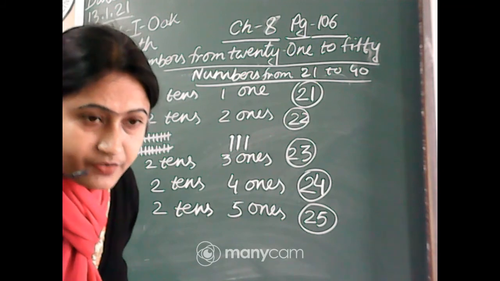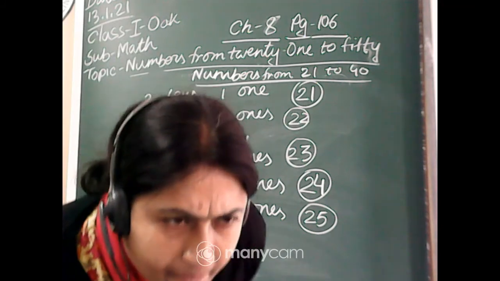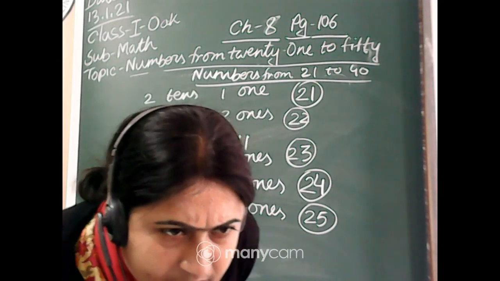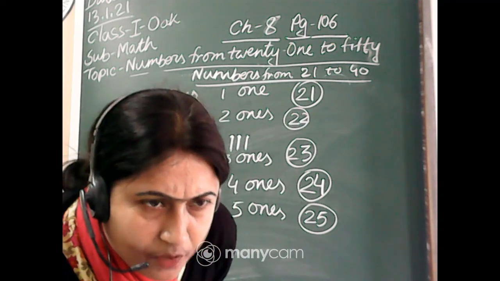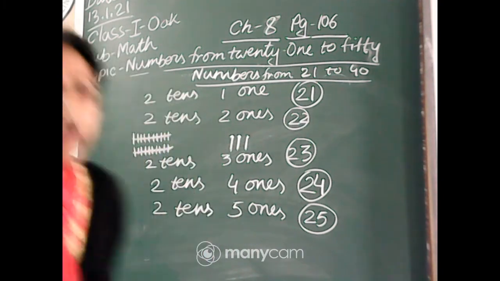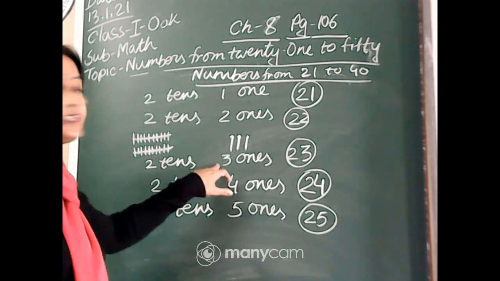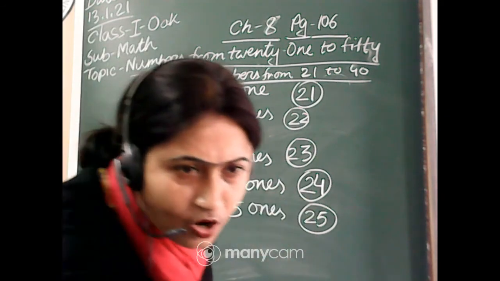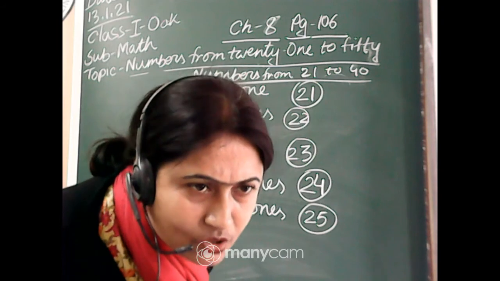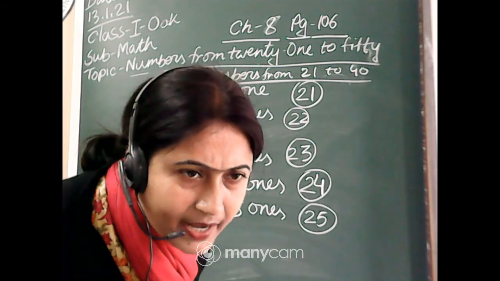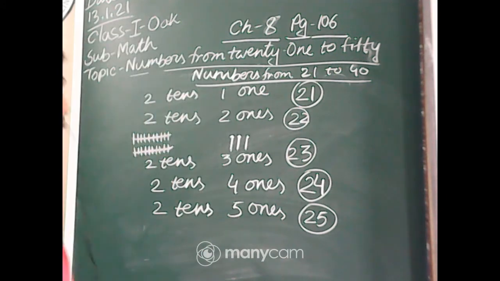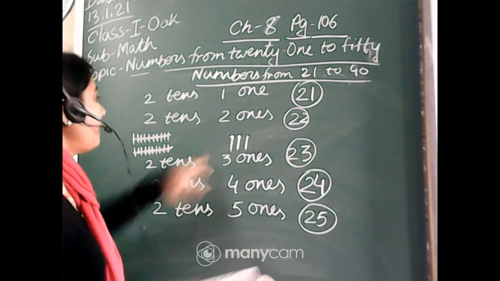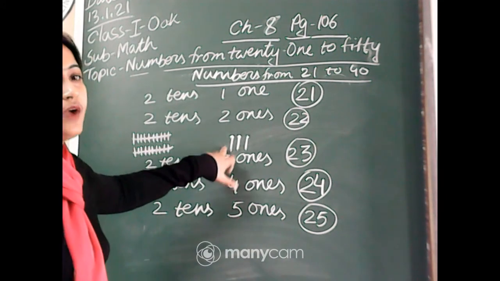Arushi, very good. Arushi, you have to draw the stick. Which one is missing? In your book, when I draw 3 ones, you have to draw 3 matchsticks in the ones room. 2 tens and 3 ones. How I have drawn here, in this manner you have to draw.